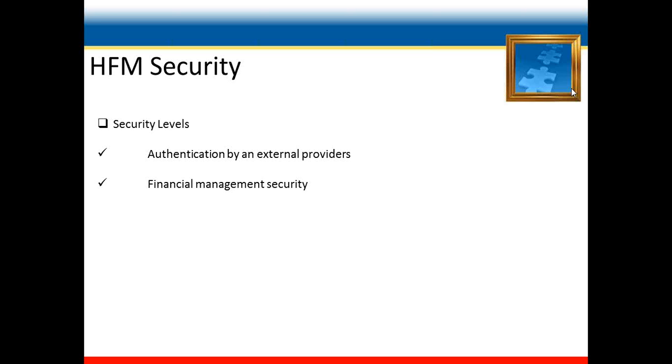There are two levels of security that apply for HFM application. These security levels are authentication by external provider, and the second is financial management security. You can set security for HFM by loading a security file into an HFM application, or you can use Oracle Shared Service Console.